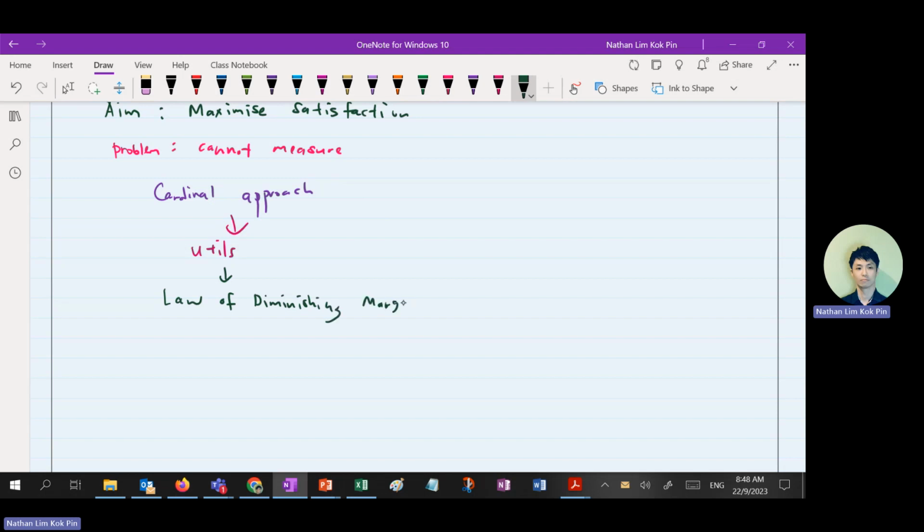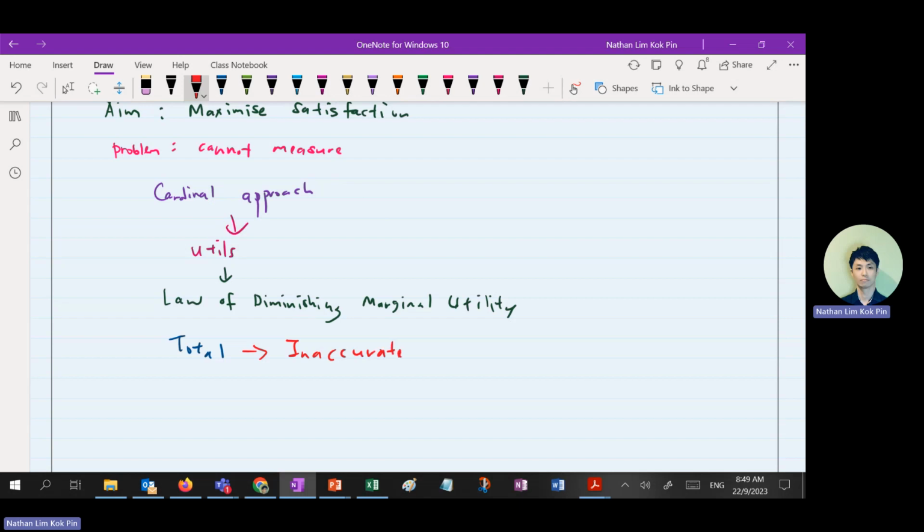right? As for this one, it is the second hour of the class from the previous class. Have I started recording? Okay. So, law of diminishing marginal utility. Before you know what's marginal, I also briefed you on what's total. You must know what's total first. Unfortunately, total is inaccurate. Total is always inaccurate.